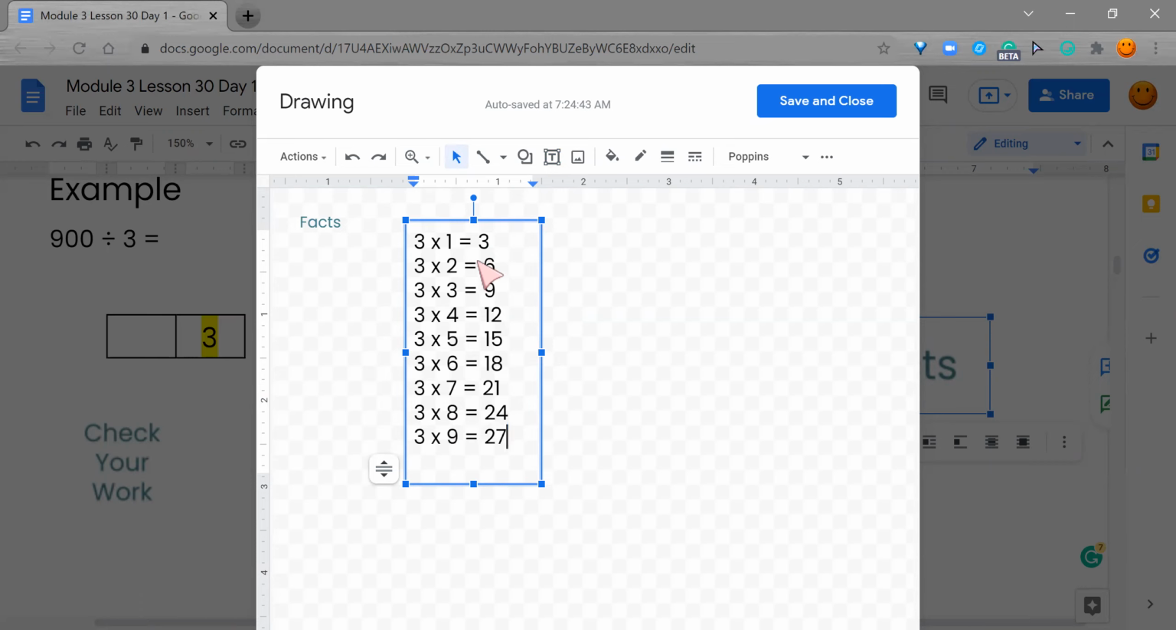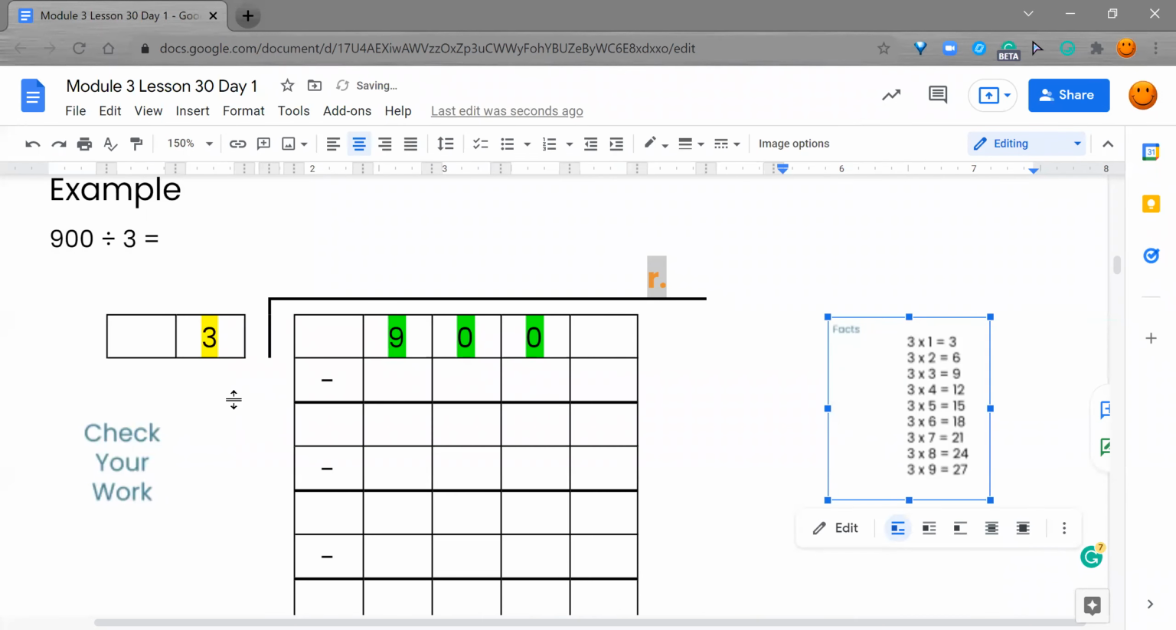So right here, as I said, you could always just write the facts, 3, 6, 9, 12, 15, 18, 21, 24, 27, only if you know them. If you don't know them, write out the multiplication table. It makes life easier. And it also helps you remember it better. So I'm going to hit save.